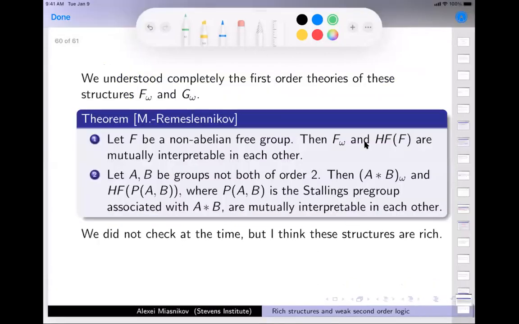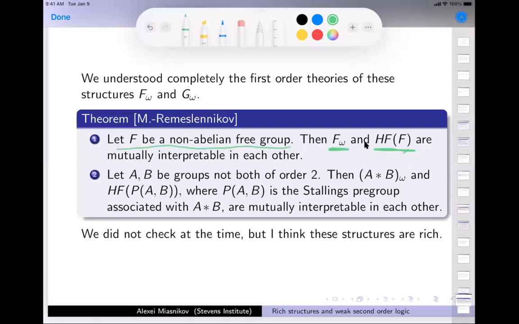What we proved, which at that time was strange to me: if you start with a free non-abelian group and then add a little predicate, you get weak second order logic over F in full strength. So we wanted to understand how powerful the first order language in F is. It turns out, whatever we looked at, you add a little bit and suddenly you have everything. Weak second order logic, not a little bit more, but everything. The same for free products.